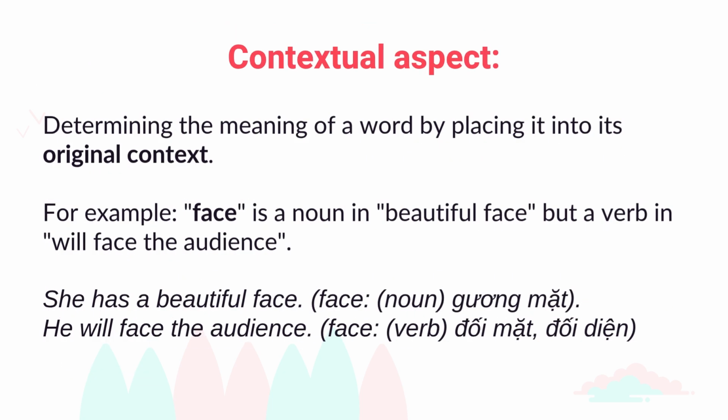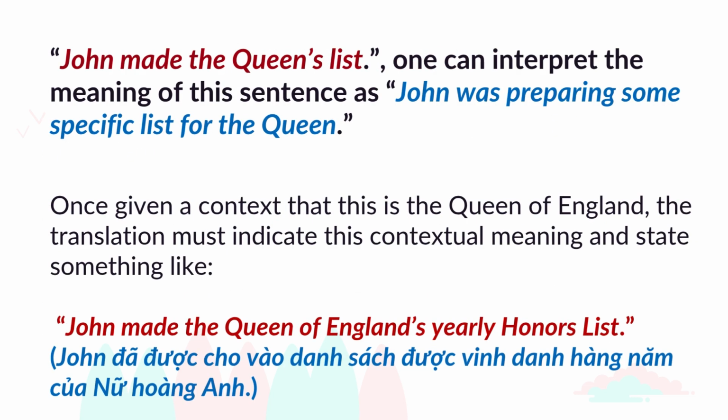The contextual aspect means determining the meaning of a word by placing it into its original context. For instance, "face" is a noun in "she has a beautiful face," but a verb in "he will face the audience." Context is vital. The sentence "John made the Queen's list" could be vague, but once you are given the context that it is a Queen of England, the translation must indicate the contextual meaning, such as "John made the Queen of England's yearly honors list."